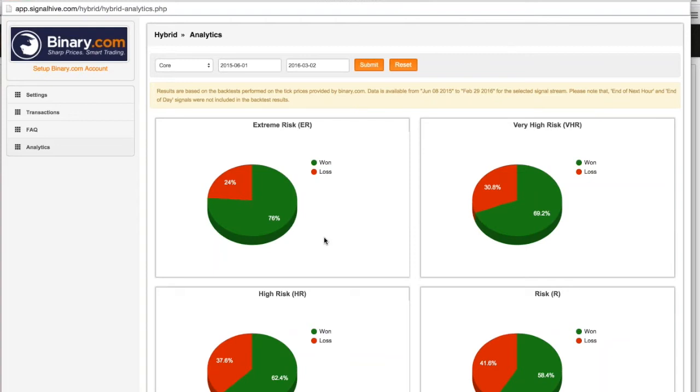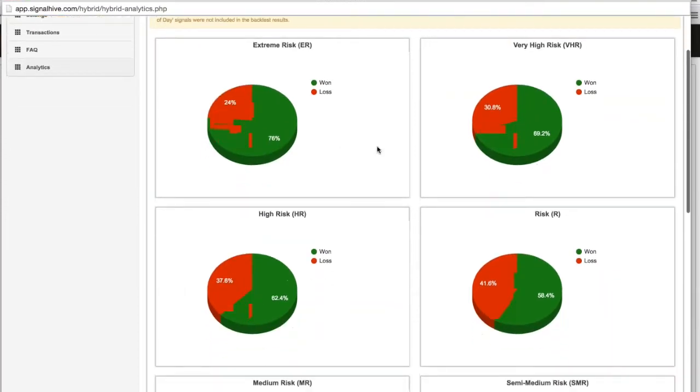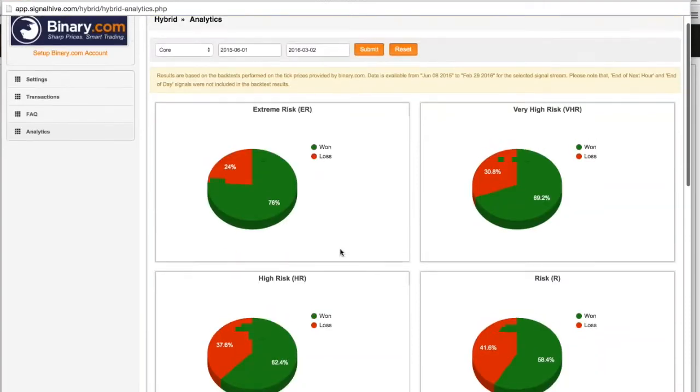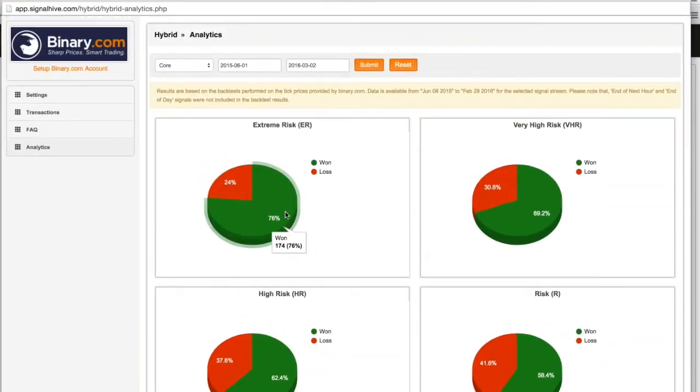So Core on extreme risk is actually looking really good. I'm seeing here 174 wins, 76% win rate, and 55 losses. If I go down the risk spectrum, you'll see that actually the efficiency decreases somewhat. But the key thing to note is, has Core actually worked in the last 3 months?